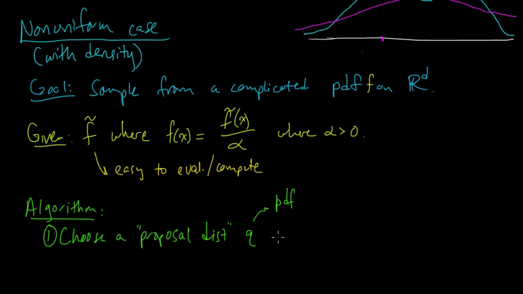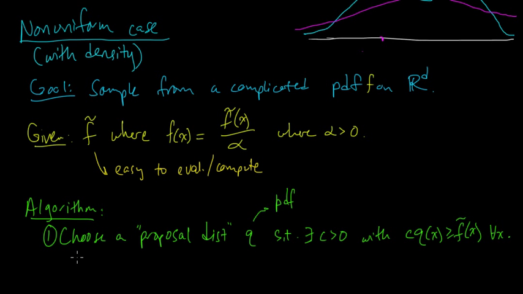And Q needs to satisfy the property that there exists some constant c where c q of x is greater or equal to f tilde of x for all x in Rd, for all x in this d-dimensional space. So we need to be able to scale it up so that it's greater or equal everywhere. And that's a hard constraint that we need to satisfy.